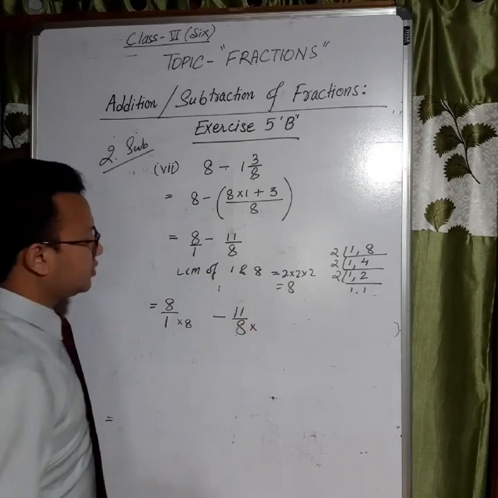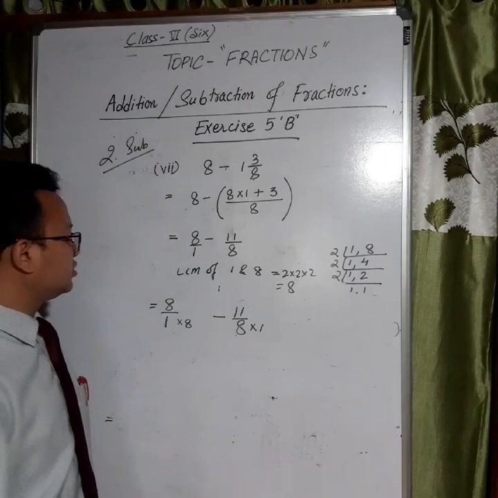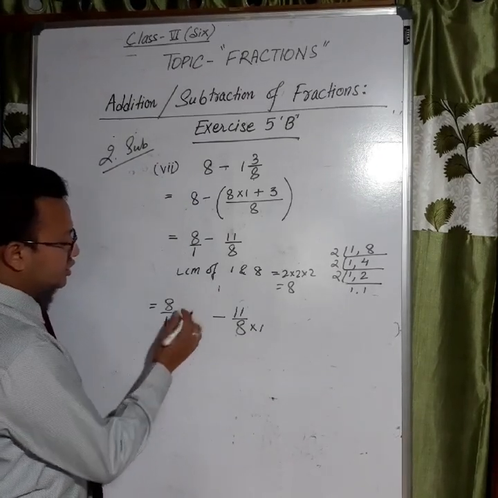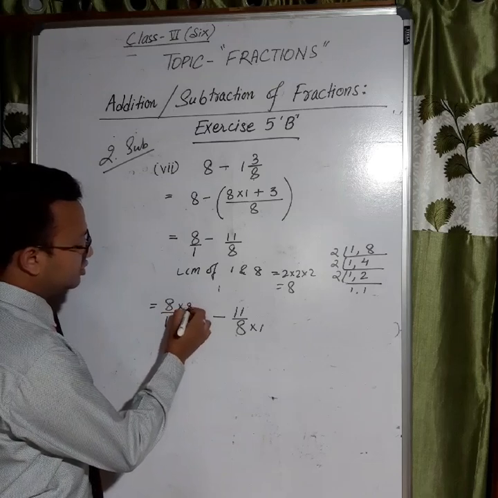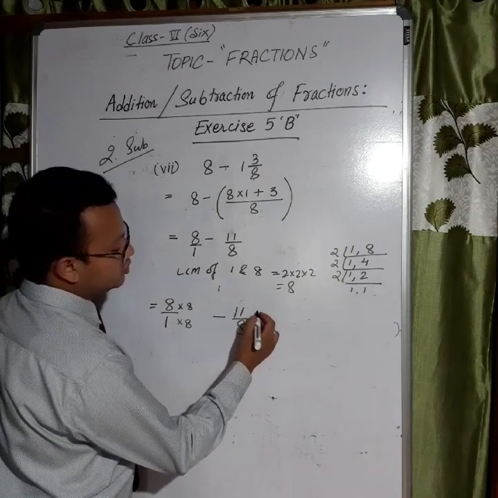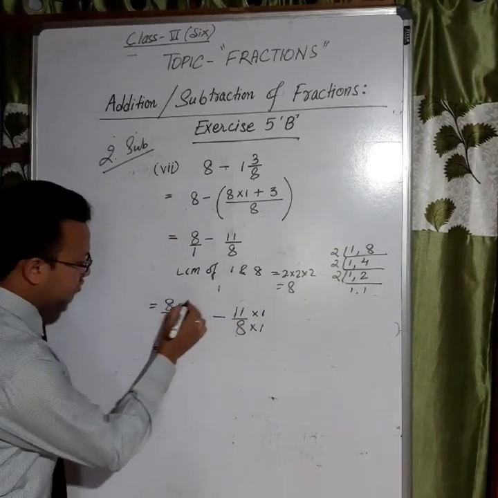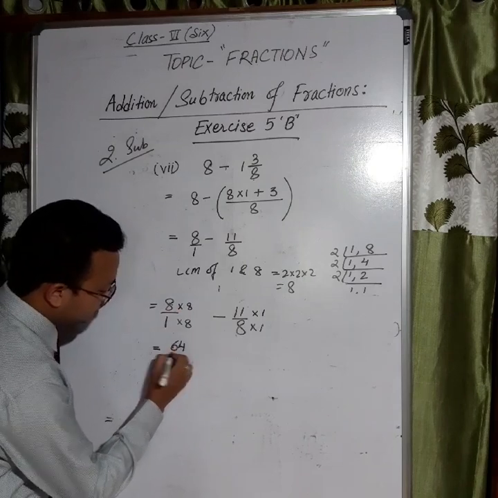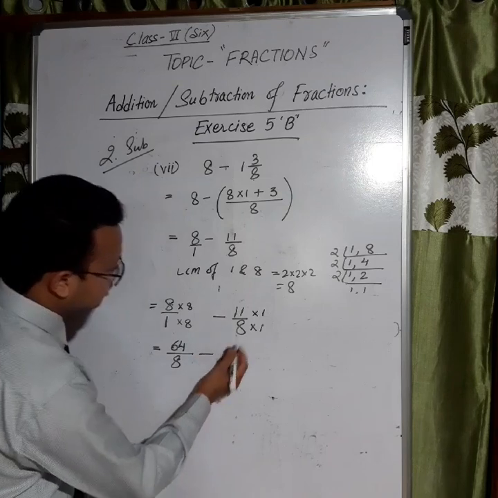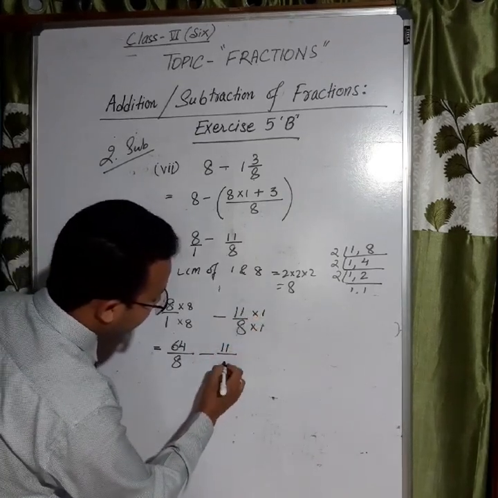And here, by which number if you multiply 8, you'll get 8? That is 1. Since you have multiplied this denominator with 8, you will multiply the numerator with 8. Since you have multiplied here with 1, you will multiply the numerator with 1. So 8 into 8 gives you 64. 8 into 1 is 8, minus 11 into 1 is 11, 8 into 1 is 8.